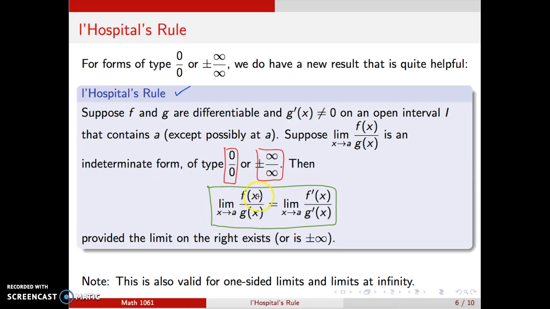It's very important. Those are the only two types we can consider. Then that limit that we're trying to figure out, what we can do is look at the limit of the ratio of the rates of change. So look at the limit as x approaches a of f prime over g prime. If that limit on the right-hand side exists, then it turns out that the limit on the left-hand side exists and they equal the same thing. And if this is plus or minus infinity, then that original one is going to be plus or minus infinity as well. And this applies for one-sided limits, applies for limits at infinity. It's a nice rule.